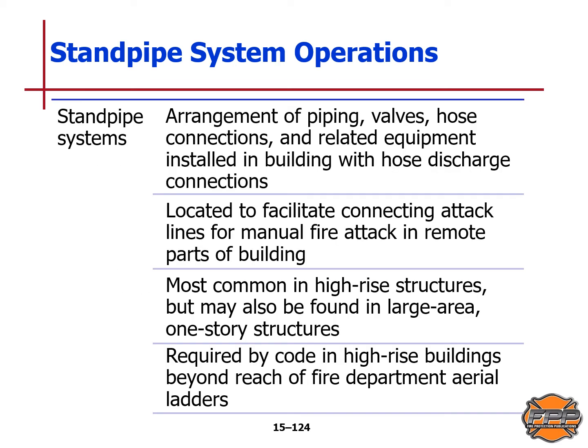Standpipe systems are an arrangement of pipings, valves, hose connections, and related equipment installed in a building with hose discharge connections. They're located to facilitate connecting attack lines for manual fire attack in remote parts of a building. They are most common in high-rise structures, but may also be found in large area one-story structures. They're required by code in high-rise buildings beyond the reach of fire department aerial ladders.